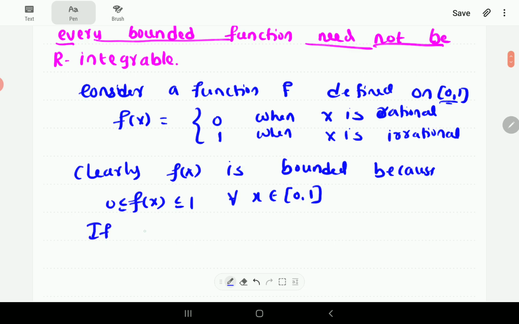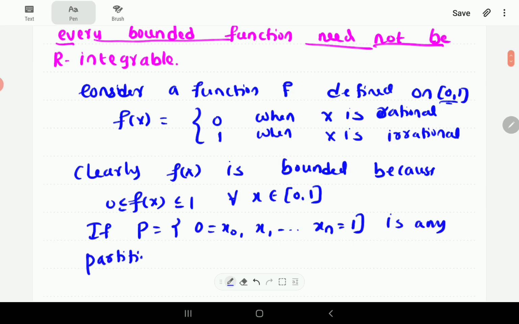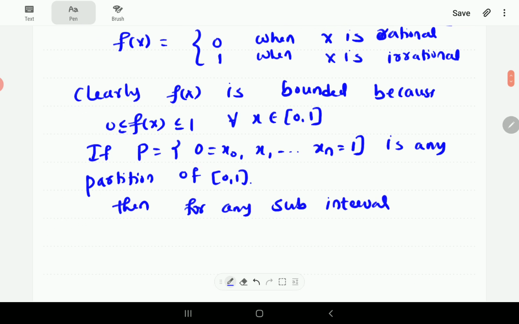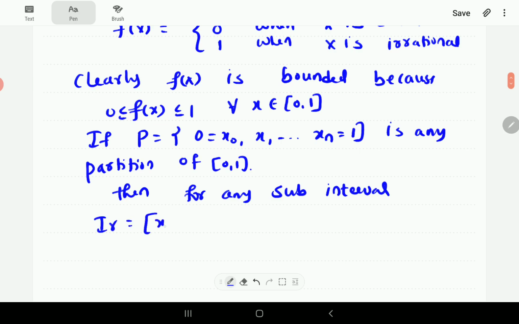Now we will take the partition. Say P equal to 0, which is x naught, x1, x2, up to xn, which is equal to 1, is any partition of the closed interval 0, 1. Then for any subinterval, say Ir, this is equal to xr minus 1, xr, where r is equal to 1, 2, up to n.